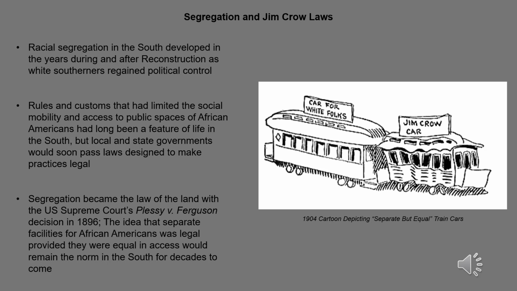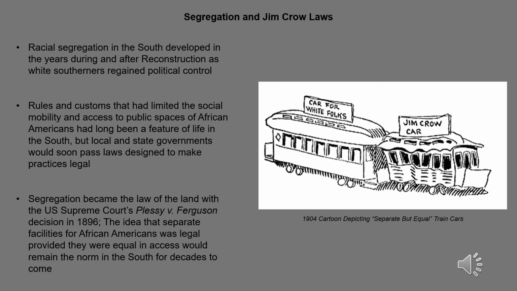What happens after Reconstruction is that these Black Codes kind of come back. Only now they're not just customs, they're also laws. And segregation becomes a huge factor in this new custom and these laws. Now, segregation becomes law in 1896 when the Supreme Court decides on Plessy versus Ferguson.